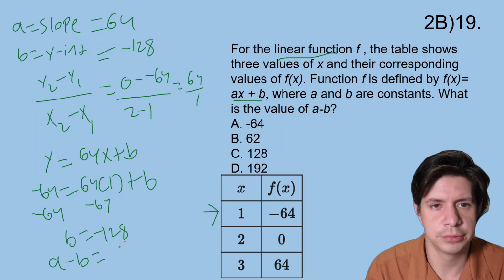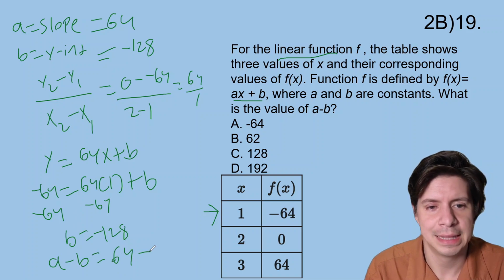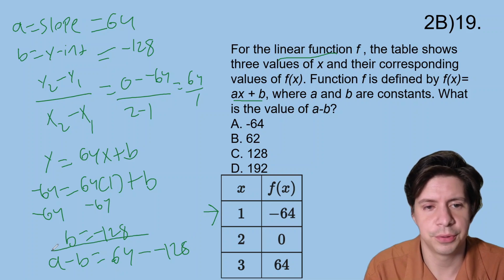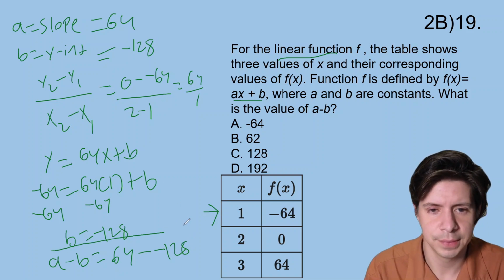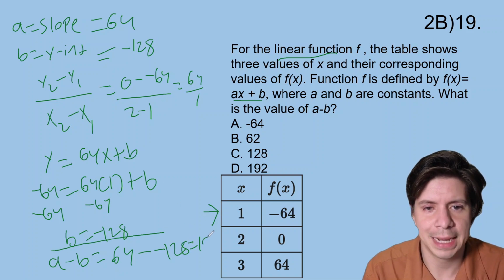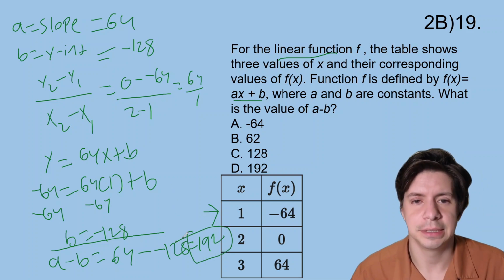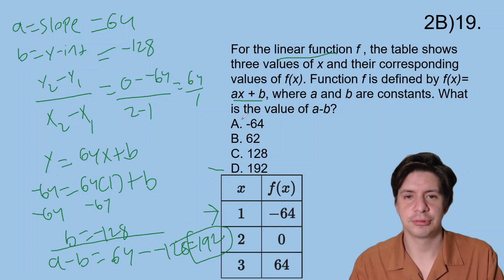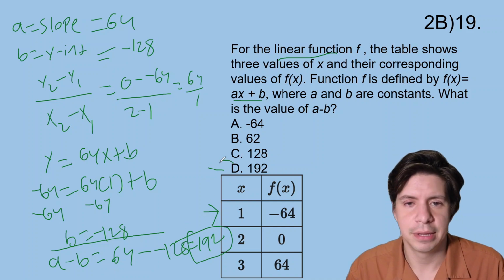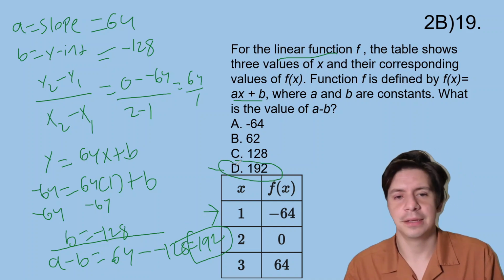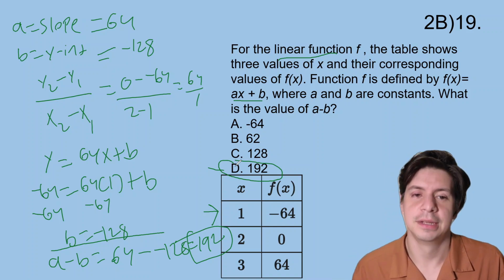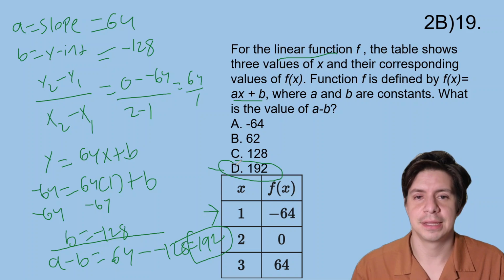So then to find a minus b, we're going to do 64 minus negative 128, right? So this is a new part. And that equals 192, which is D. So I think the biggest mistake people make is they do 64 minus 128 and get A, but we're not going to do that, right? You see double negatives become positive. We're going to get positive 128. So 64 plus 128, and that is D.